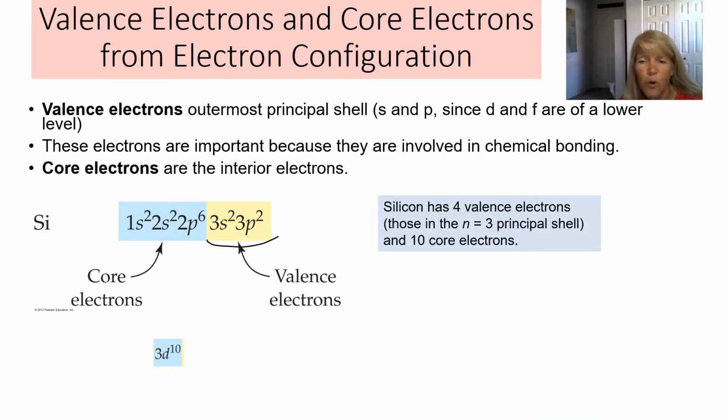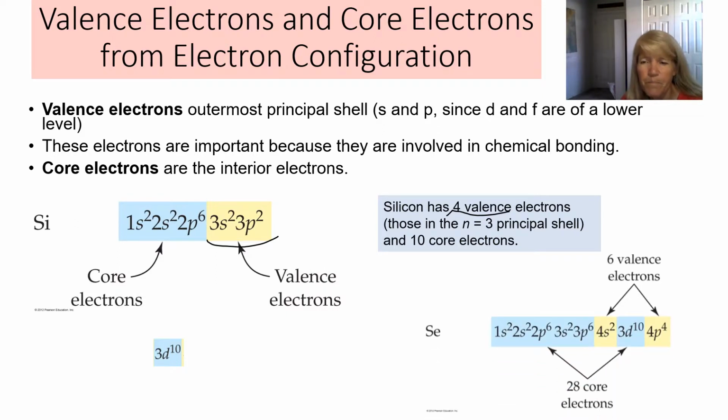Silicon has 4 valence electrons because they're the ones in the 3 level. And it has 10 core electrons. And so that 4 valence electrons, now we have a couple of ways of getting at that. That's the number on top of the column as well. And it's the outermost electrons. And for this element, selenium, the D's are also core electrons.